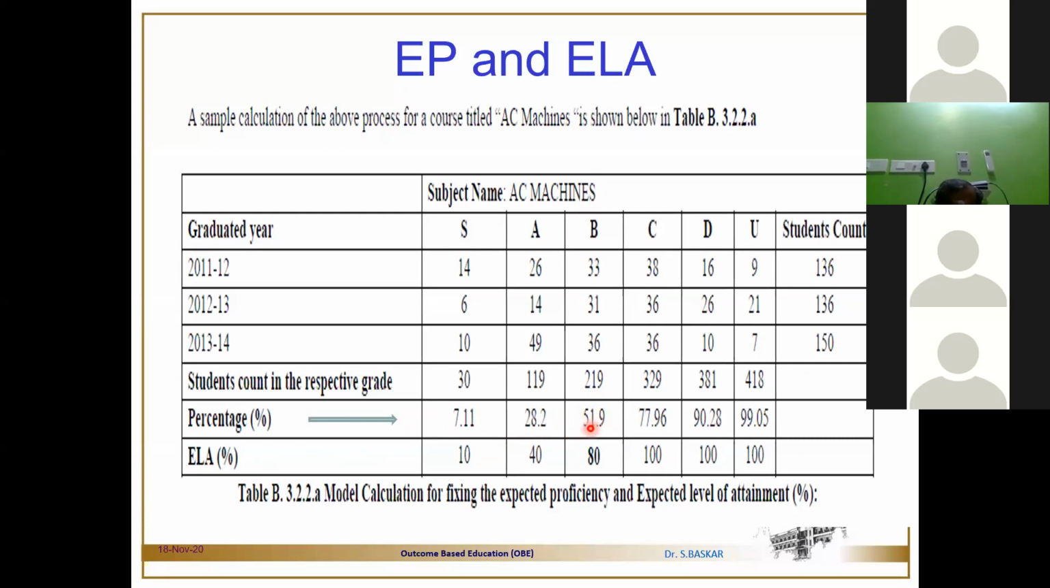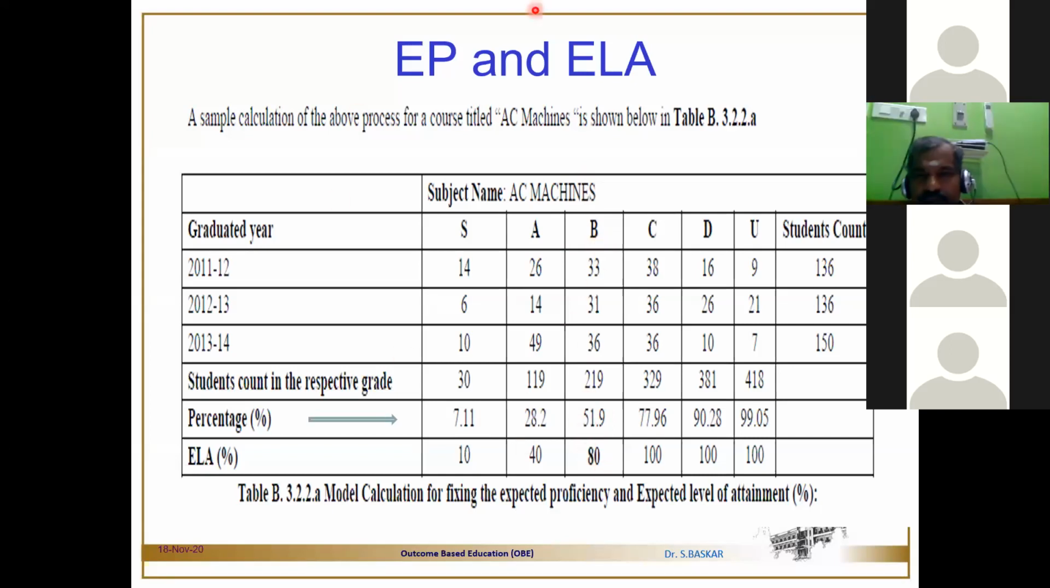I'm going to have some percentage increment or improvement from this 51.2. In our institution, we assumed 50%. Therefore, we are able to get 80%. Therefore, for this course, we assumed expected proficiency is B grade, expected level of attainment is 80%.